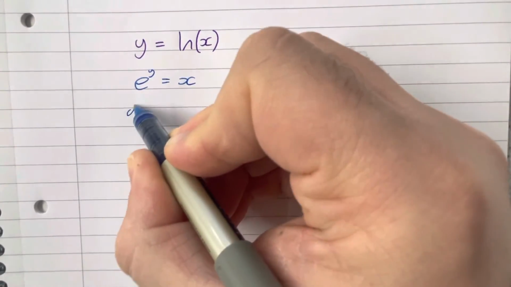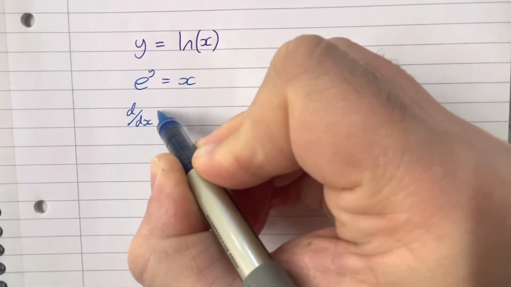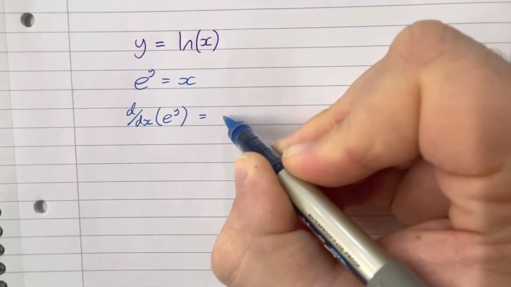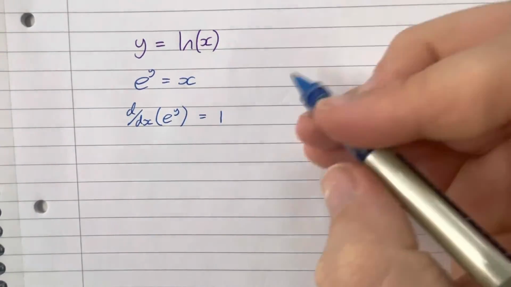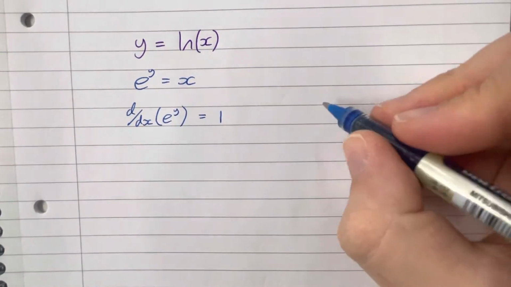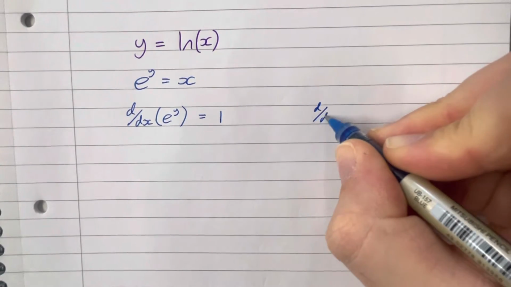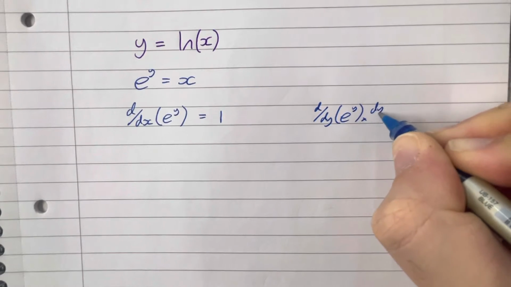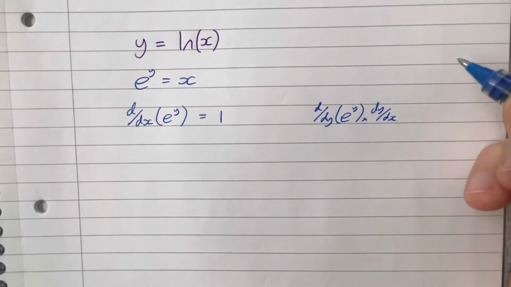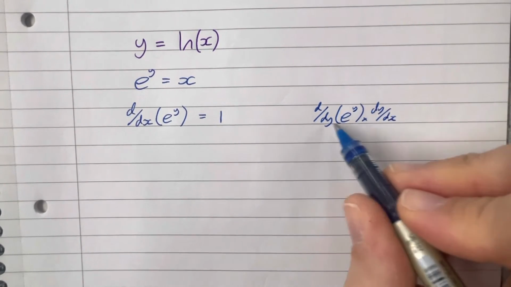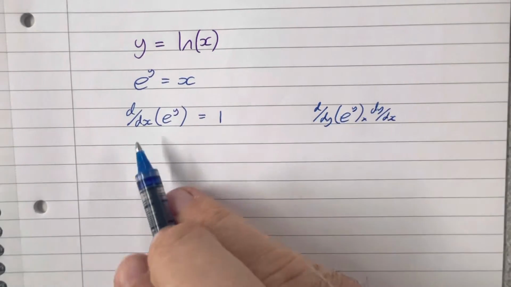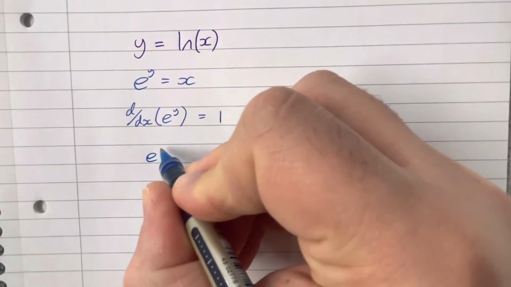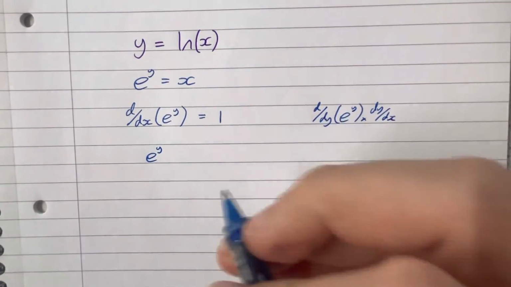Differentiating the left side implicitly, d by dx of e to the y. I can differentiate x with respect to x, well, that's just the number 1. I can't differentiate e to the y with respect to x directly, so I'm going to say it's d by dy of e to the y times dy by dx, okay, using the chain rule. This is what implicit differentiation is all about. So the differential of e to the y with respect to y is just e to the y, times dy by dx.